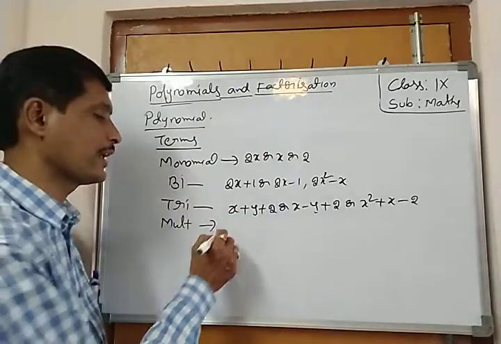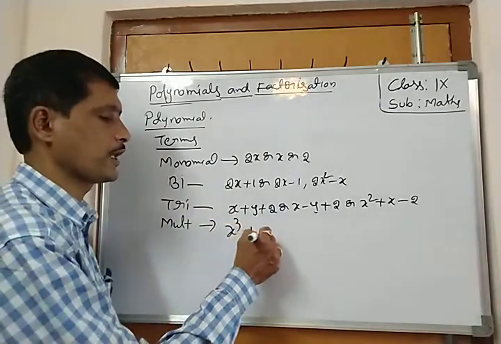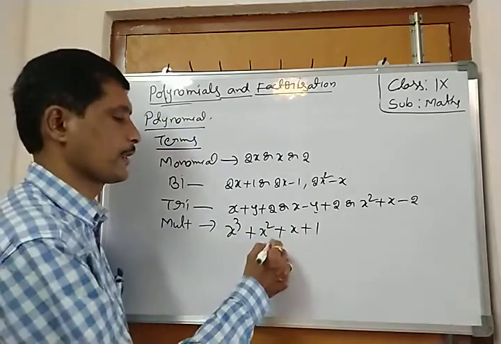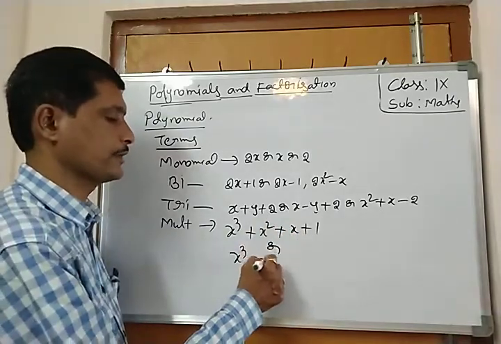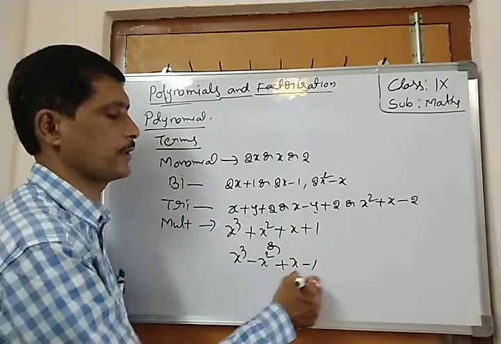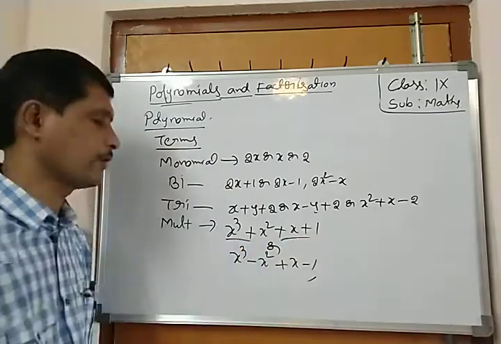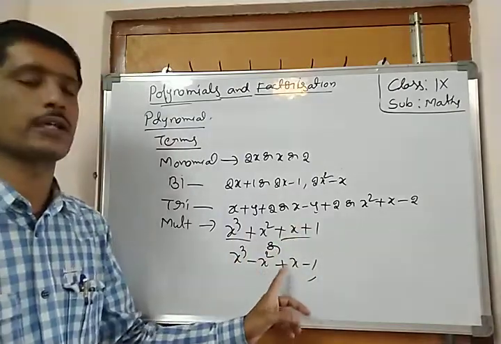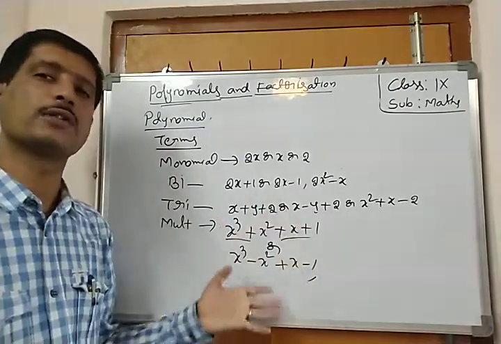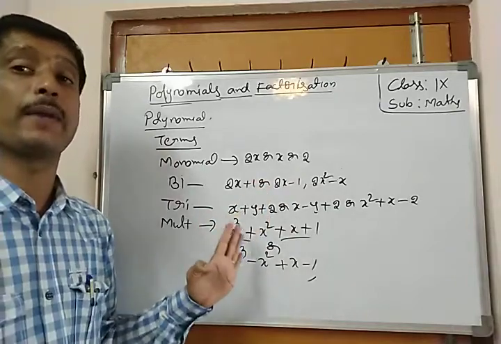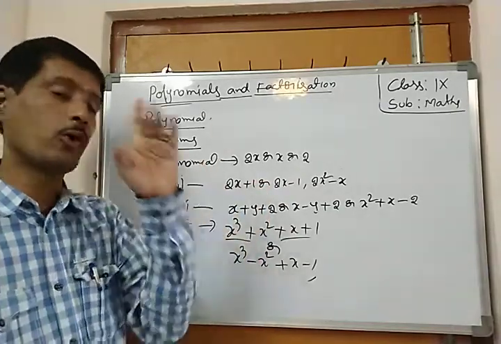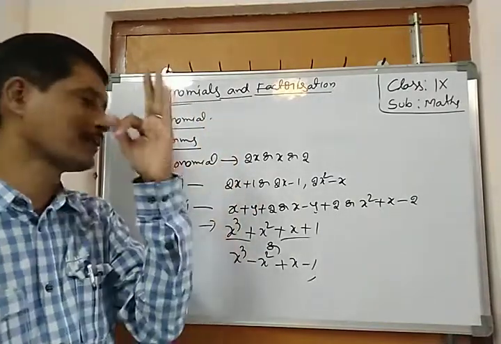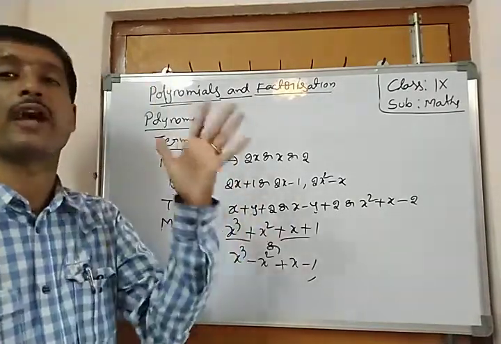Multinomial is more than 3 terms, that is x cube plus x square plus x plus 1, or it can be written as x cube minus x square plus x minus 1. Here see, 4 terms are there: x cube, x square, x, 1. Therefore that is a multinomial. Monomial means only one term, binomial means 2 terms, trinomial means 3 terms, multinomial means more than 3 terms.